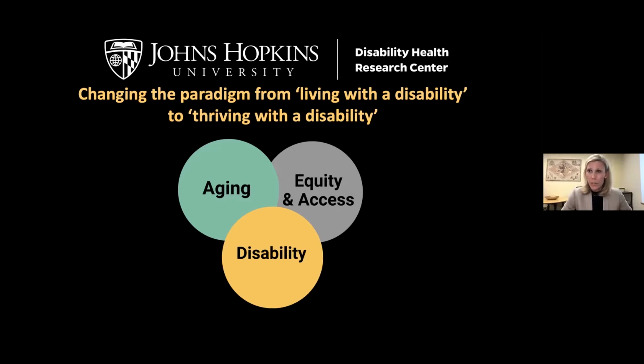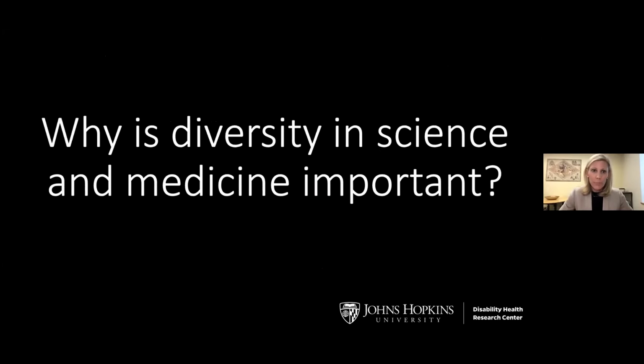What I'm showing on this slide is a Venn diagram of disability and aging. Throughout the life course, whether you have a disability at birth, in midlife, or later in life, equity and access are key components to achieving those goals.